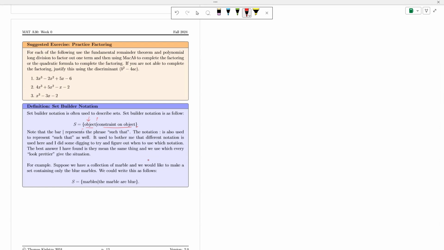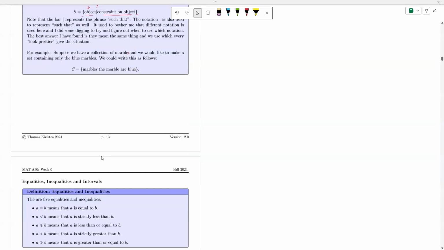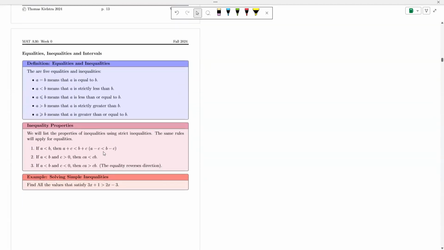So the example we have here is if we have a collection of marbles and we would like a set containing only the blue marbles, we'd write it as follows. S equals the set of marbles such that the marbles are blue, which is another way of saying the set of blue marbles. With this notation, we're able to start looking at intervals and solving inequalities.